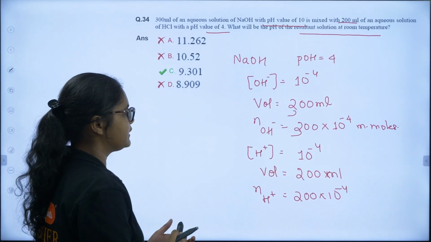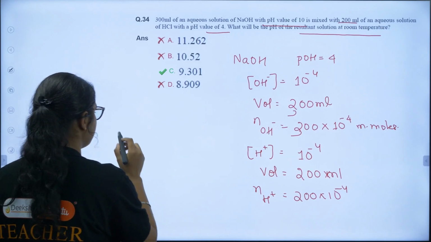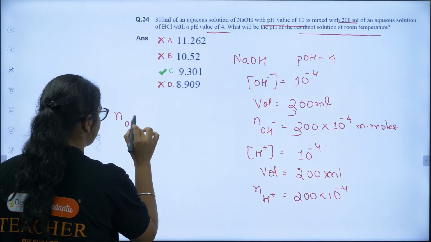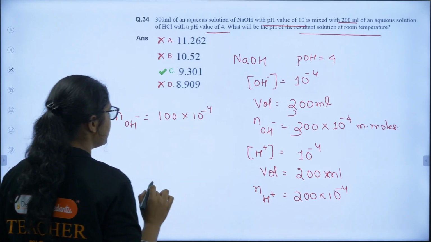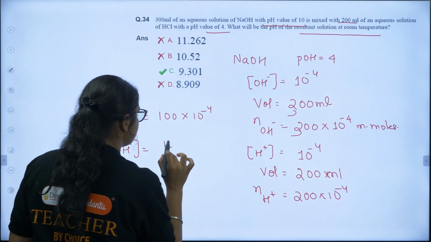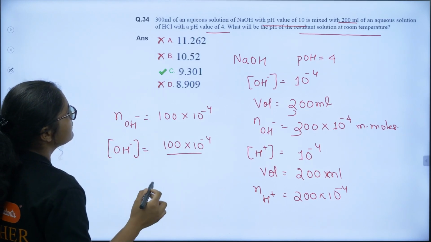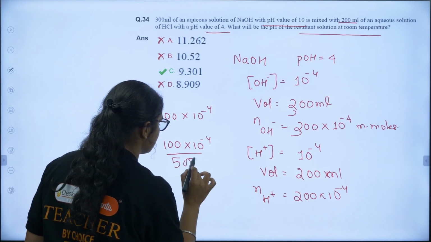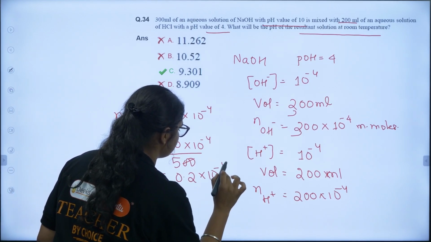Now these two are reacting, so NaOH and this one will react, so how much will be left behind? The number of OH minus left behind will be 100 into 10 to the power of minus 4. Now if I want to calculate the molarity of OH minus, it is the number of moles divided by the total volume, so that is 300 plus 200, that is 500, right? So 1 by 5 is 0.2 into 10 to the power of minus 4, right?